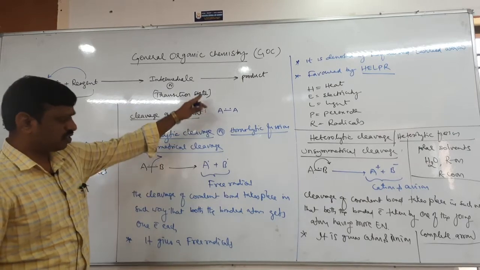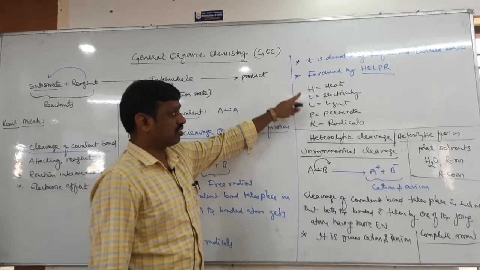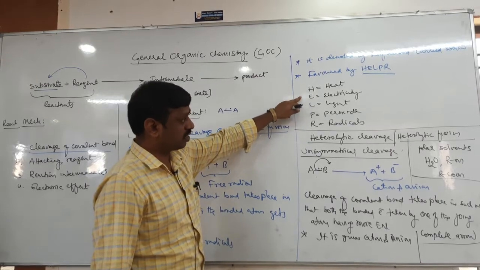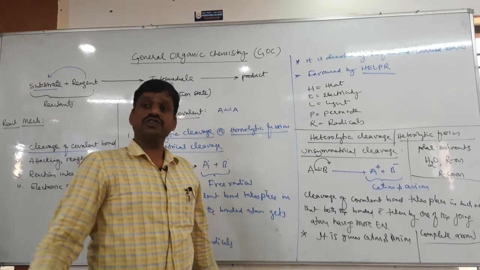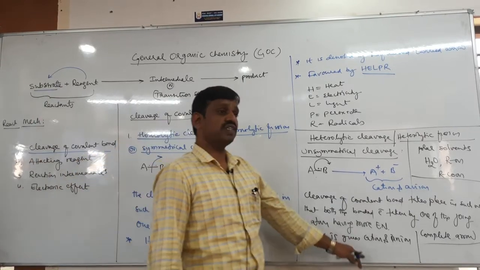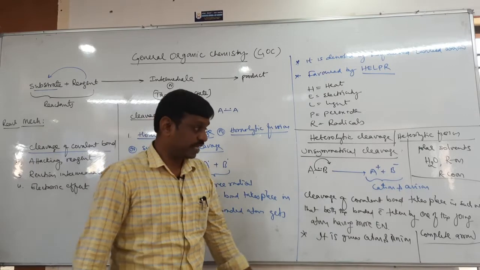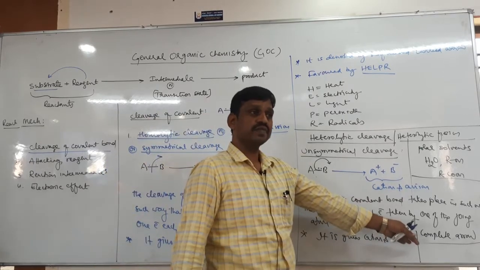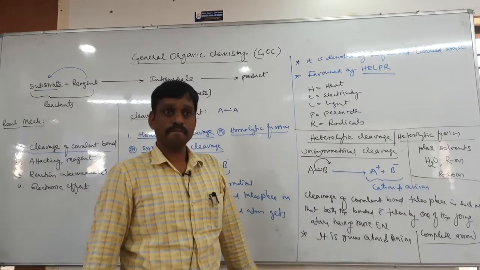Homolytic cleavage is favored by heat, light, electricity, peroxide, radicals. And heterolytic cleavage is generally favored in polar solvent. For example, we study the SN1 reaction. The SN1 reaction takes place in polar solvent because a heterolytic cleavage takes place.